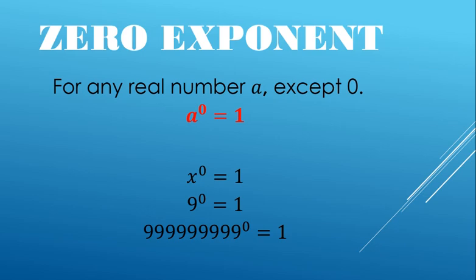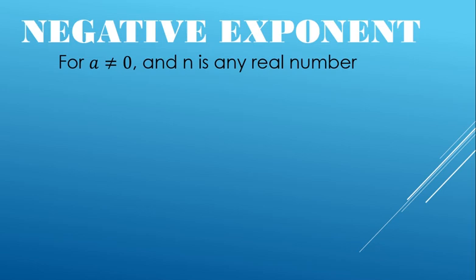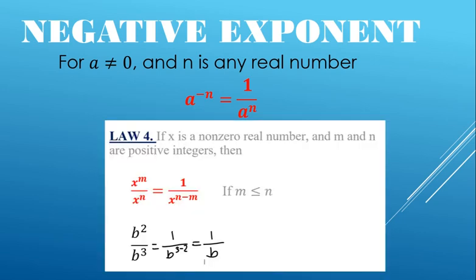Pero kapag 0 raised to 0, syempre 0 yun. So, negative exponent. So, kapag yung a hindi 0 and n is any real number, so, for example yan, a raised to negative n, so yan ay magiging 1 over a raised to n. Parang katulad din siya sa isang law sa law of exponent. I think law number 4 yun.